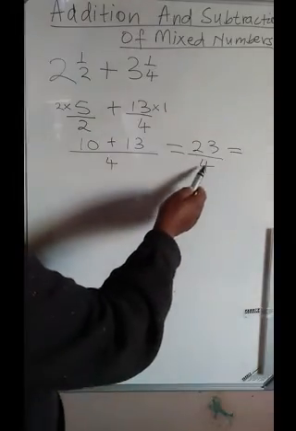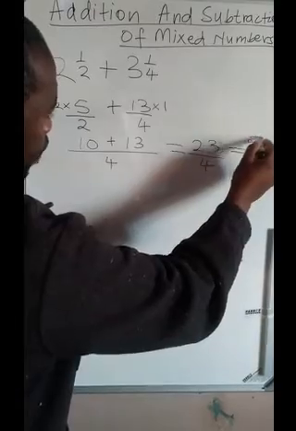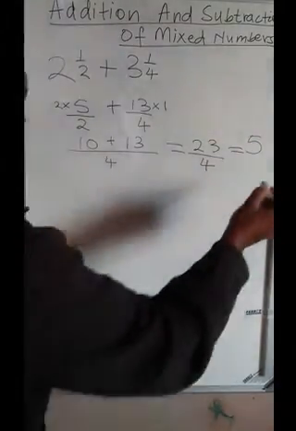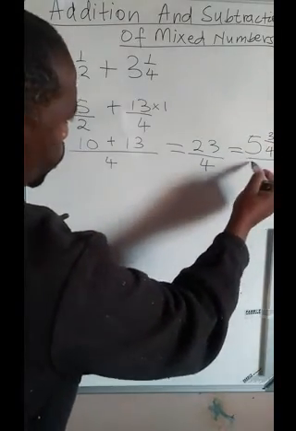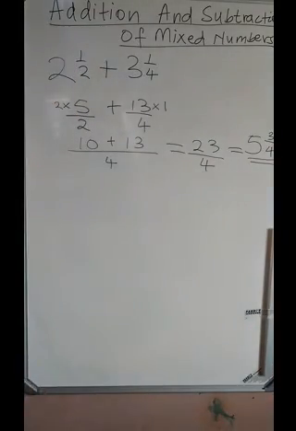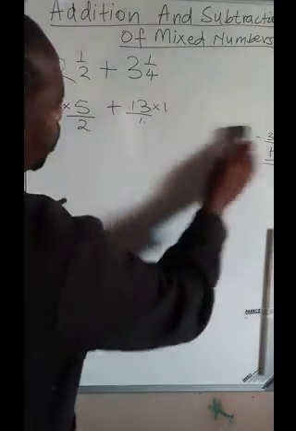Now, because this is a top-heavy fraction, you have to leave it in its simplest form. So how many times does 4 go into 23? It goes 5 times, and the remainder is 3 over 4. So you have finished adding 2 1/2 plus 3 1/4. So that is how you can add mixed numbers. Now let us see how we can subtract mixed numbers.